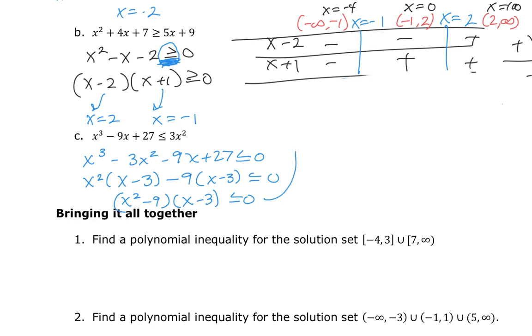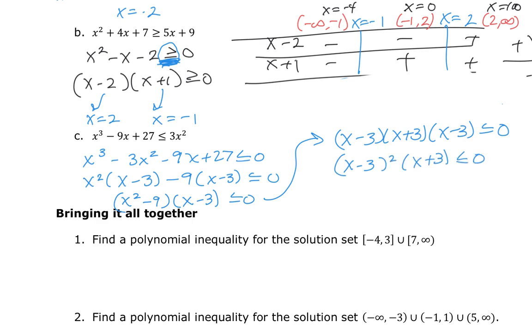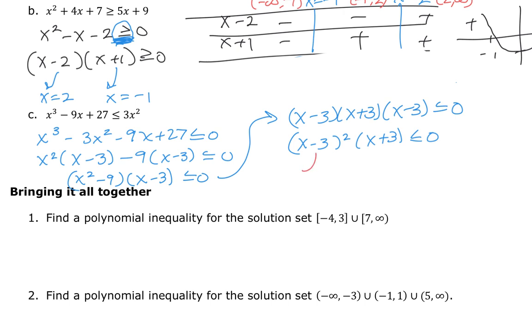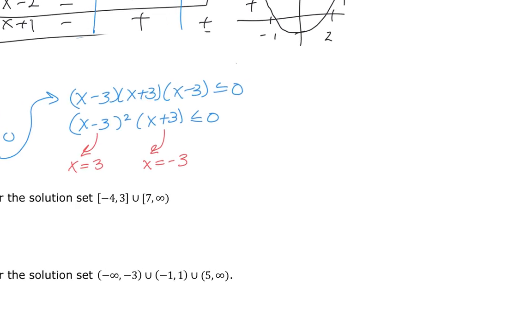So then I'm going to come up here, and the x squared minus 9 factors, so x minus 3, x plus 3, and then the x minus 3 that was already there. So I have x minus 3, the quantity squared, and x plus 3 is less than or equal to 0. All right. This produces x is equal to 3. This produces x is equal to negative 3. So let's go ahead and build my sign chart. x minus 3, the quantity squared, and x plus 3.